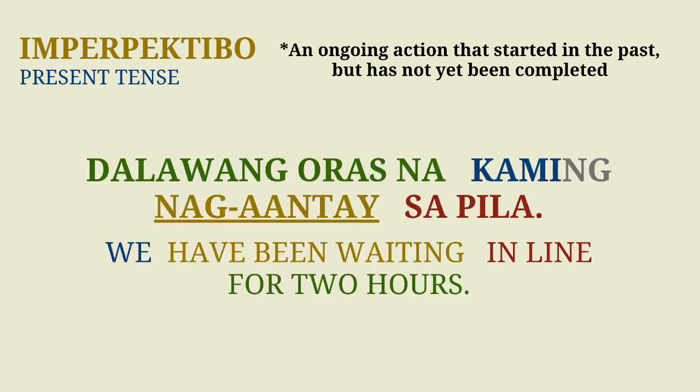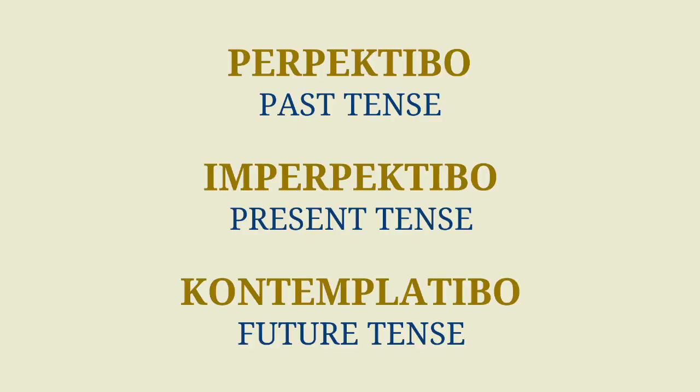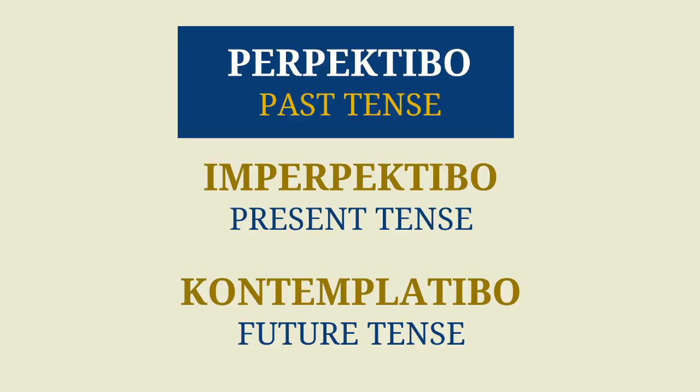And the next one, 2 oras na kaming nag-aantay sa pila. We have been waiting in line for 2 hours. So again, it started in the past. It started 2 hours ago, but it's still ongoing. We are still waiting in line. So for these instances, the verbs that you will use is imperpektibo or present tense in Tagalog. Now, let us talk about perpektibo or past tense.